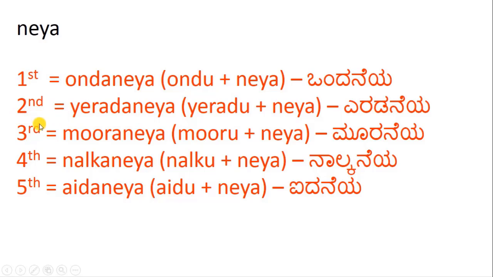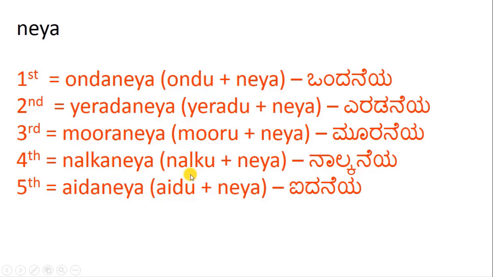Third. Three is called as Muru in Kannada. So you have to add a neya at the end to make it third. But before you do that, you have to replace U with A. So Muru becomes Mura. Muraneya is third.